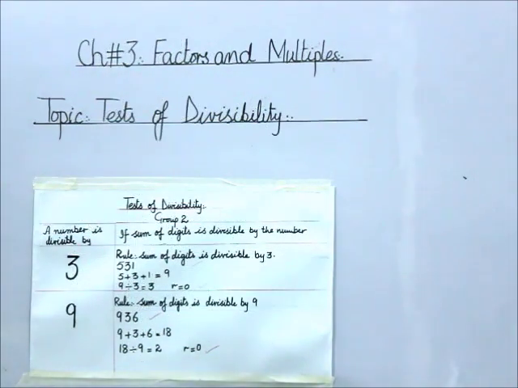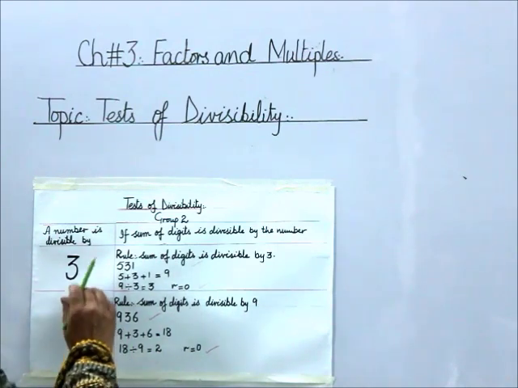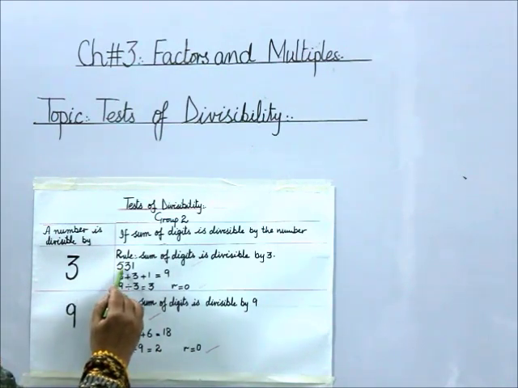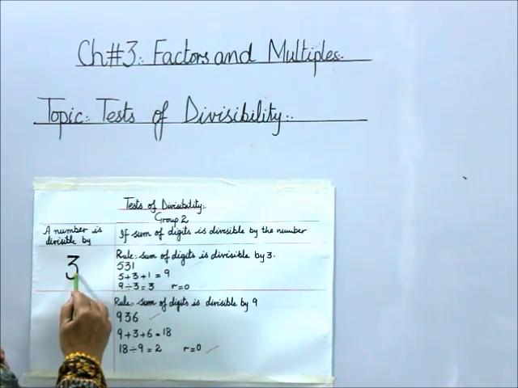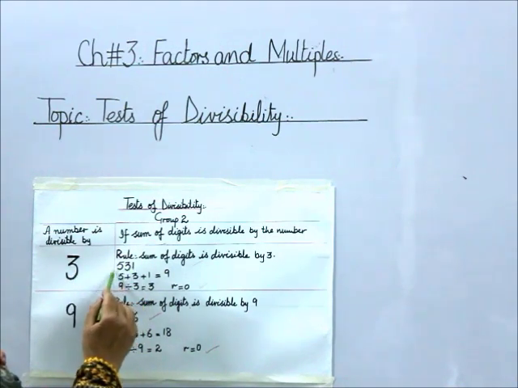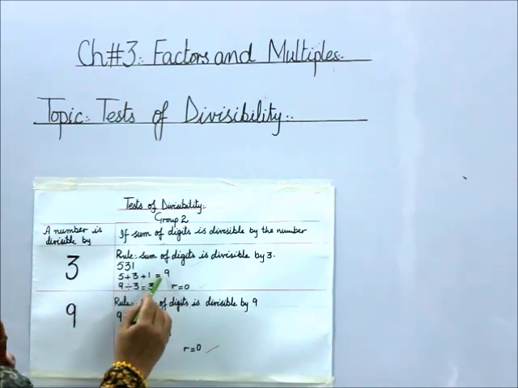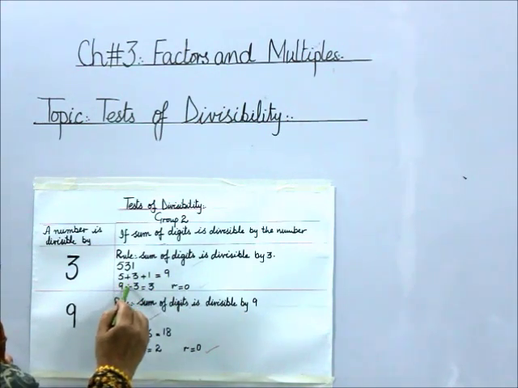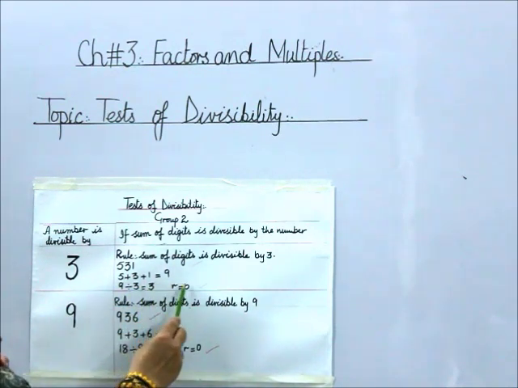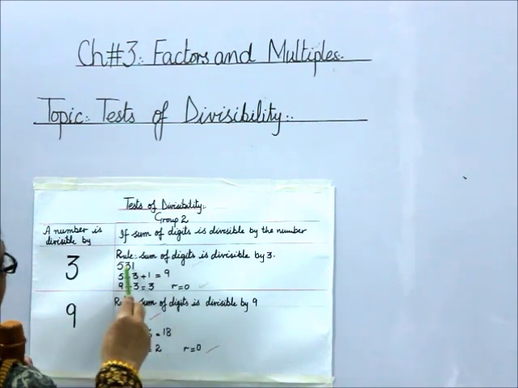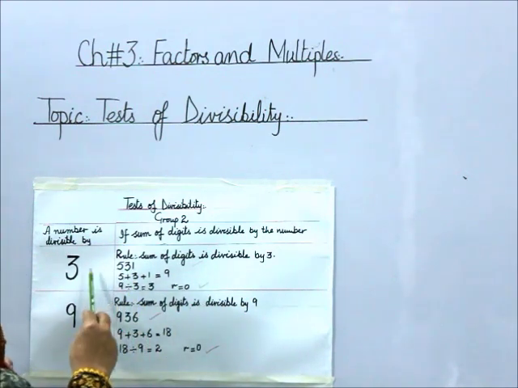In group number 2, I have written two numbers, number 3 and number 9. They have the same rule. A number is divisible by 3 if the sum of its digits is divisible by 3. And the rule for number 9 is if the sum of digits is divisible by 9. So let's take one number, that is 531. We will apply the test of divisibility for number 3. We will take the sum of these three digits, 5 plus 3 plus 1, which equals 9. 9 divided by 3, here the quotient is 3 and the remainder is 0. It means this whole number 531 is divisible by 3.